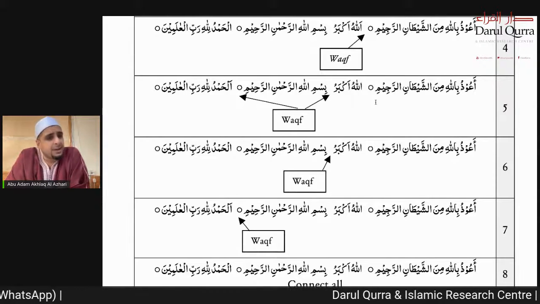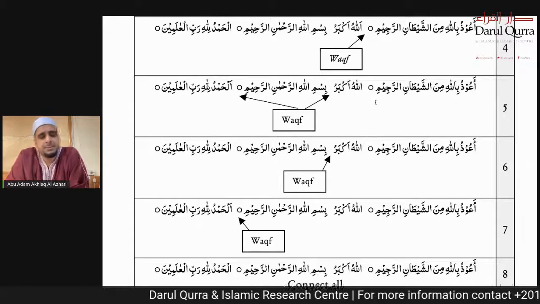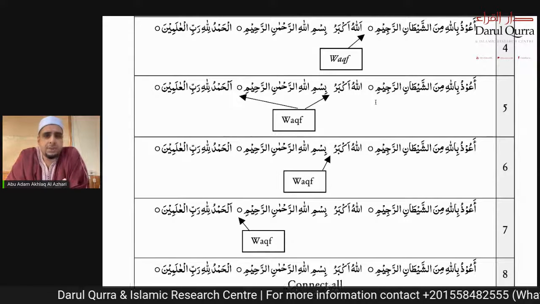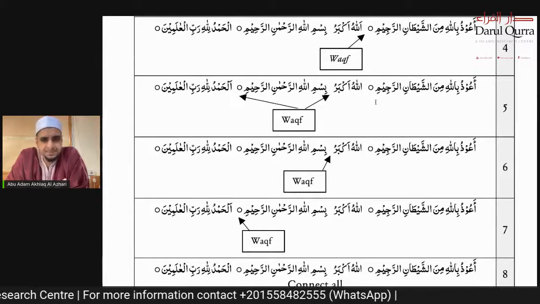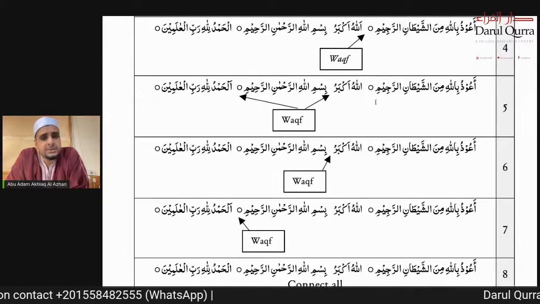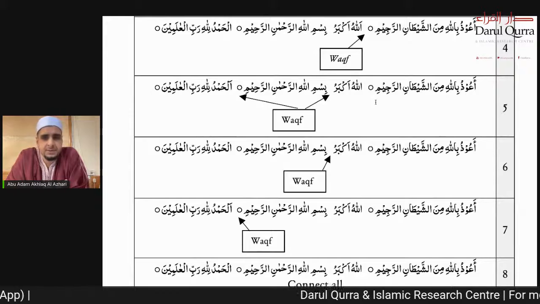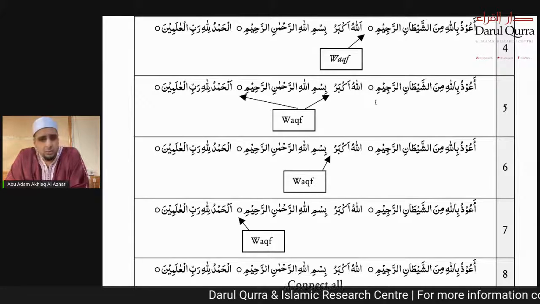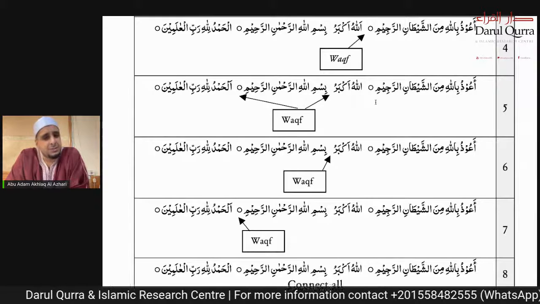Alhamdulillahi Rabbil Alameen. Tamam. So join the takbir with A'udhu Billahi Minash Shaitanir Rajim. Okay, next scenario. We're going to do waqf only once, before the basmala, after the takbir. As follows: A'udhu billahi minash shaytanir rajim.